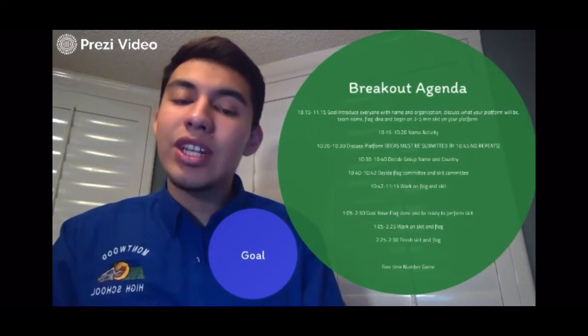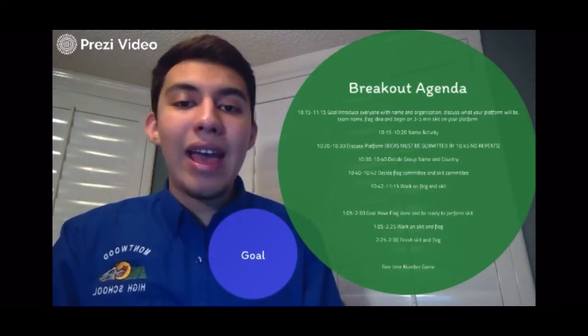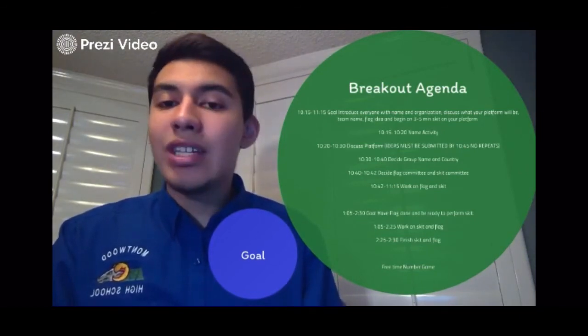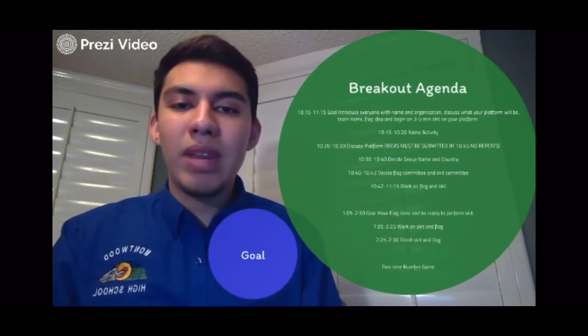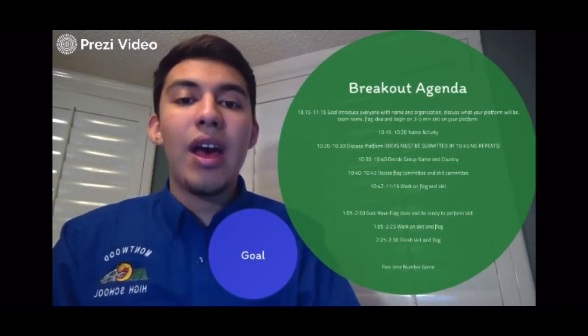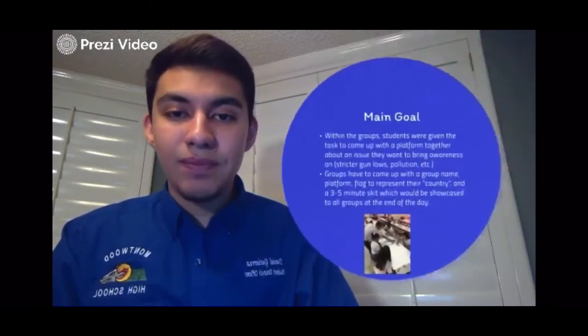For the second session, that whole time, that's when they were supposed to be working on their flag and their skit, their 3 to 5 minute skit. That was their last chance, which is when they had about 45 minutes to an hour. That was their last chance to finish all products that they needed for their skits that they would present.